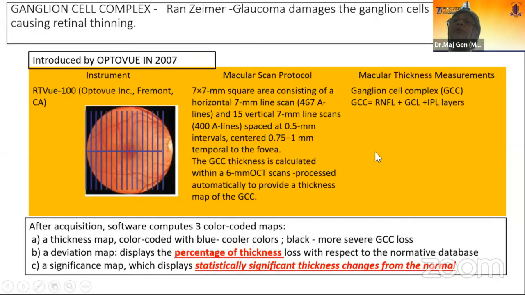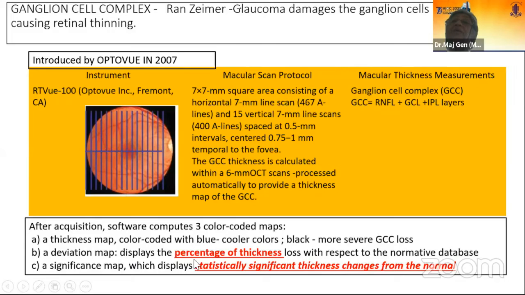The ganglion cell complex in the Optovue consists of the retinal nerve fiber layer, the ganglion cell layer, and the inner plexiform layer. Once we have acquired these pictures, then the software computes them into 3 color-coded maps. First is a thickness map, where the colors are cooler if it is blue, and if it is black, it suggests more severe loss.